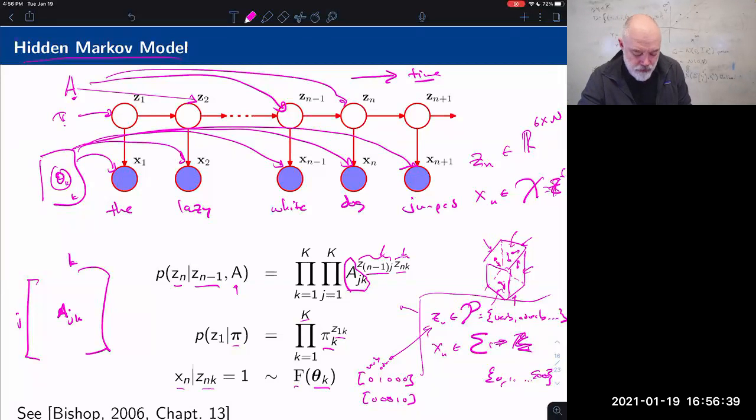So again, without going into a huge amount of detail, and it doesn't even really matter what these are, just that there is some conditional probability of transitioning from one latent state to the next, and some probability of producing a particular output given that you're in a particular latent state.